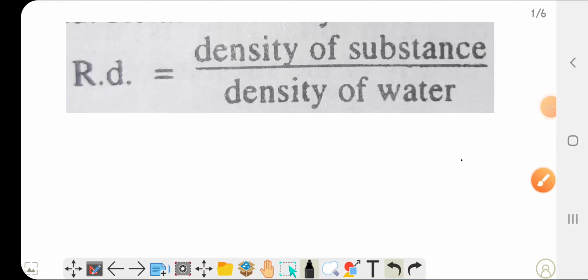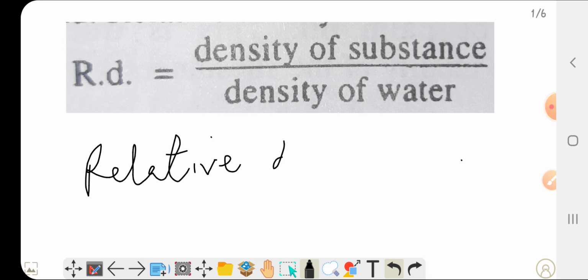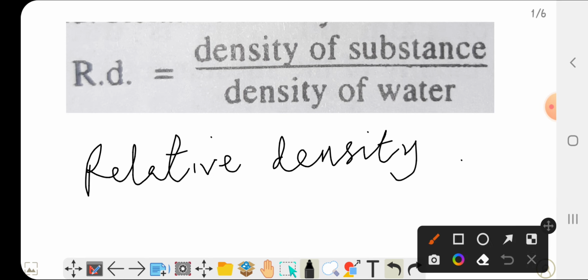Okay, let's take a look at relative density. Getting the relative density of a material means you are comparing the density of that material with the density of water. How does that density of the material relate to the density of water? Water here is used as the yardstick, as the measuring stick.